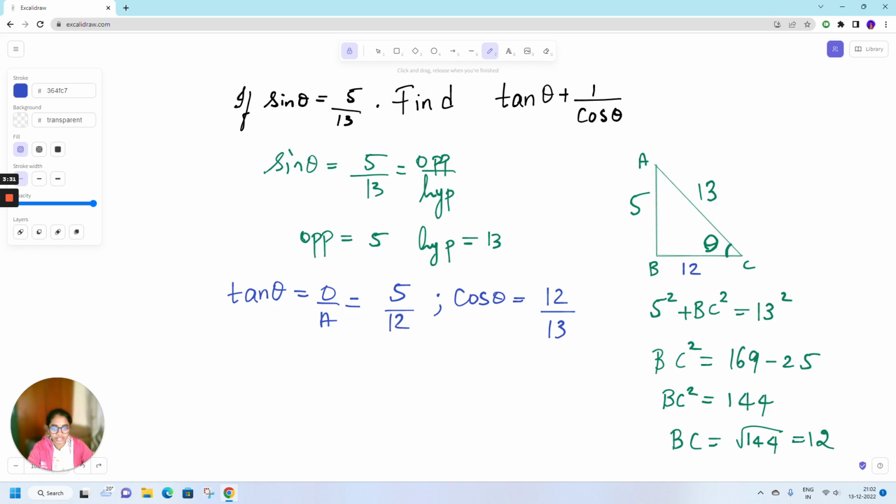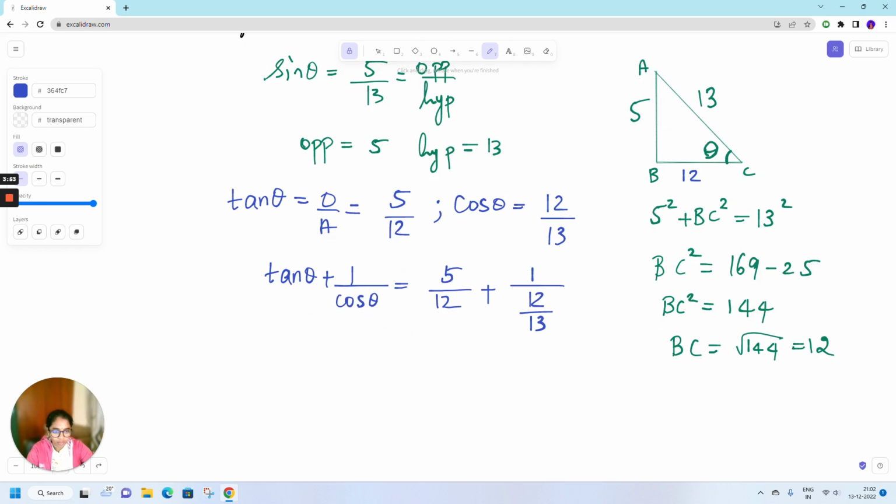Now what is the question? They are asking us to find tan theta plus 1 divided by cos theta. What would we get? Let me substitute. Tan theta value is 5 divided by 12 plus 1 divided by 12 divided by 13. Now what would happen to 12 divided by 13? If I take it to the numerator, it would become 5 divided by 12 plus 1 into 13 divided by 12.